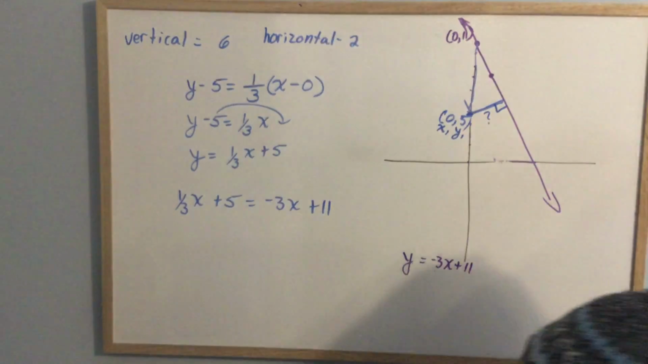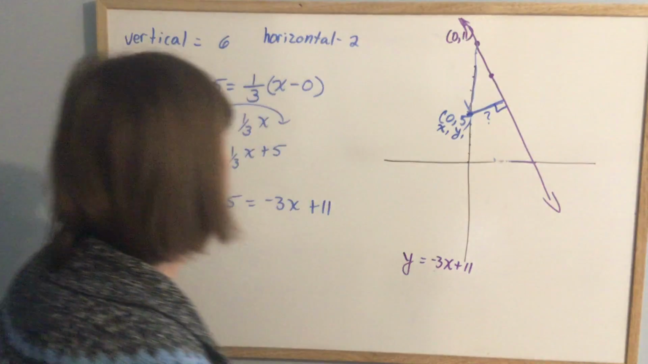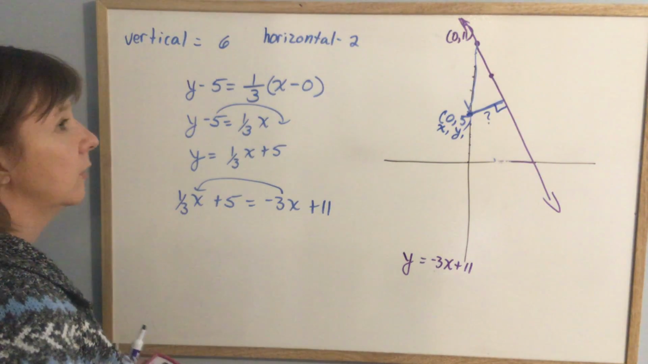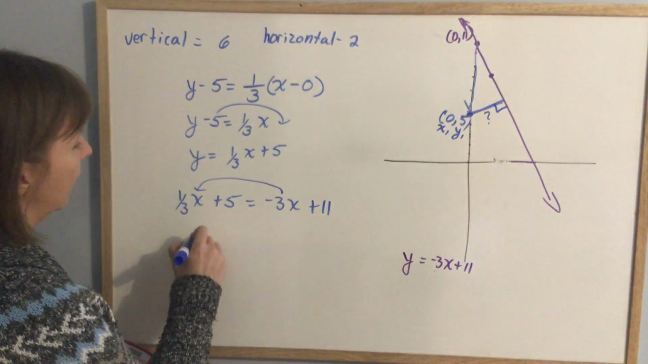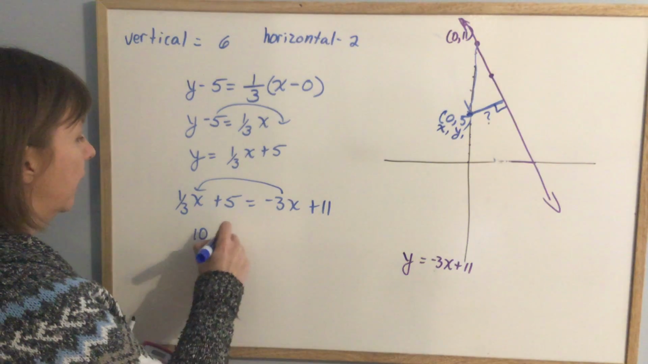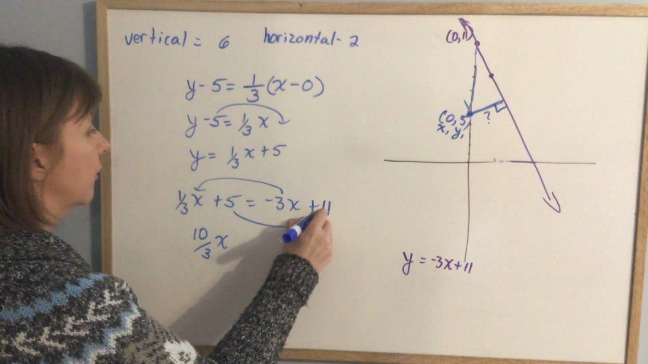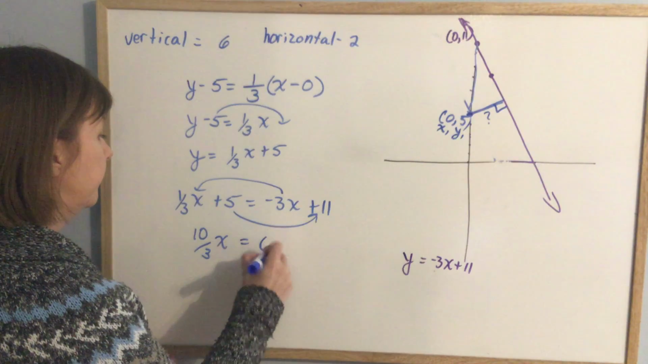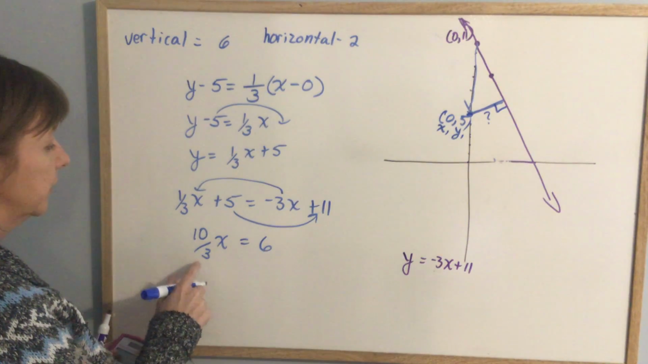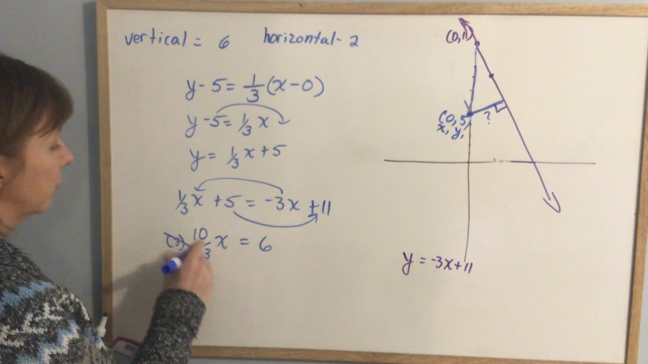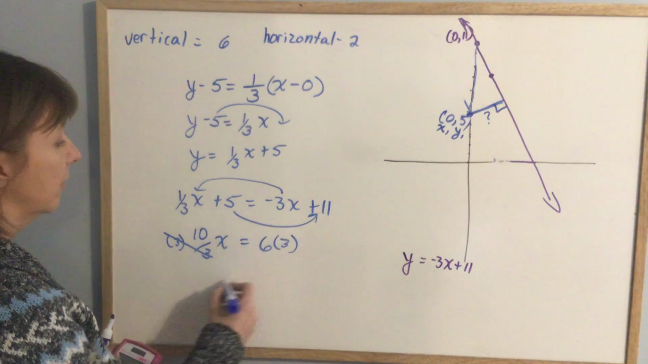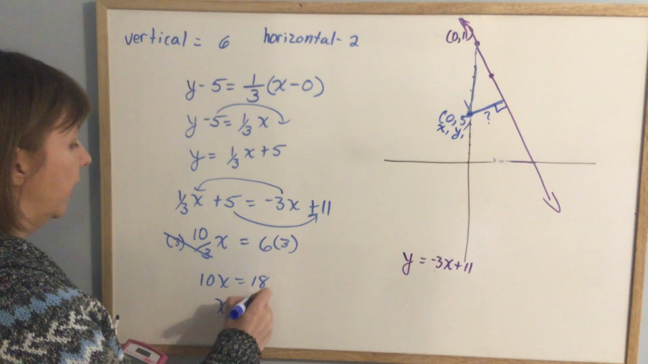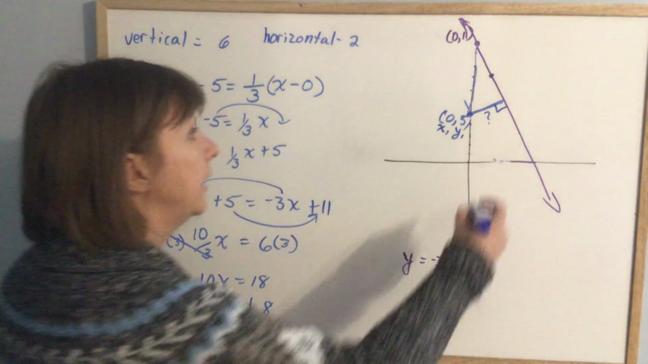Then I can find Harriet, there she is. And then I'm going to rearrange this. I'm going to move this over here, so that's going to be 3 and 1/3, so that's going to be 10 over 3 x. And I'm going to move this over here, so that's 11 take away 5, which is 6. So now I would multiply this side by 3, so my 3's cancel, so I multiply this side by 3. So I have 10x is 18, so I have x is 1.8.